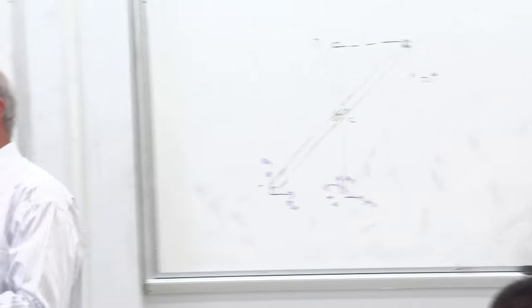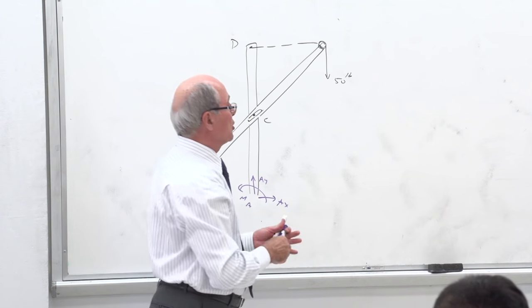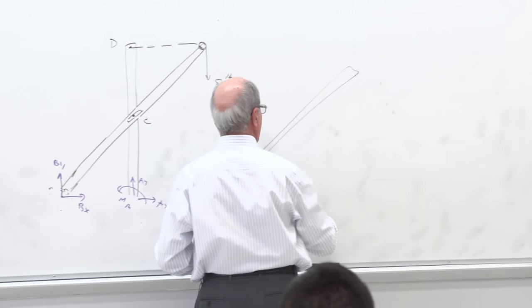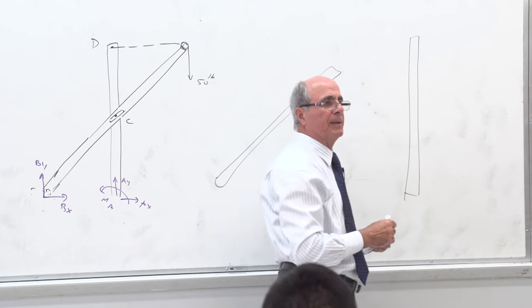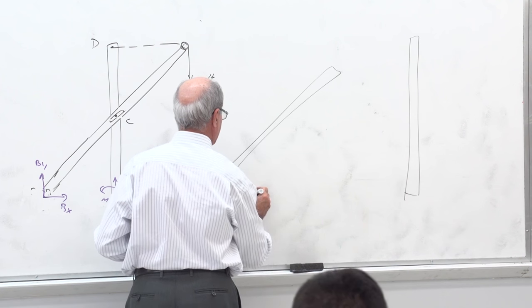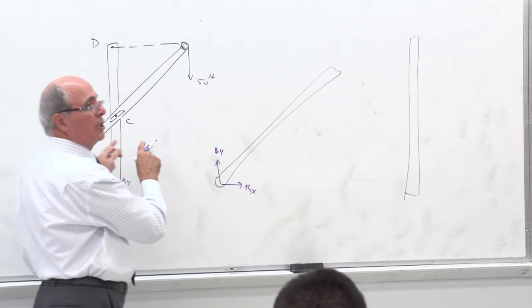But if I go to the frame, because there is a pin here, everybody understand that. Separate these two members from each other. I have a member like that, and I have a vertical member. Is that correct or not? Yes? Now, again, one more time. Here, I put BX, BY. What should I put here? That's the only reason I'm doing that.